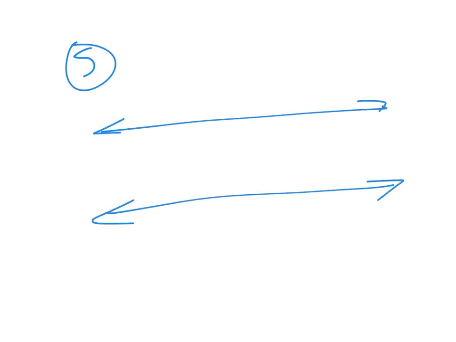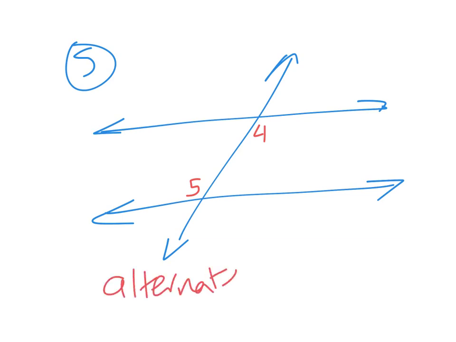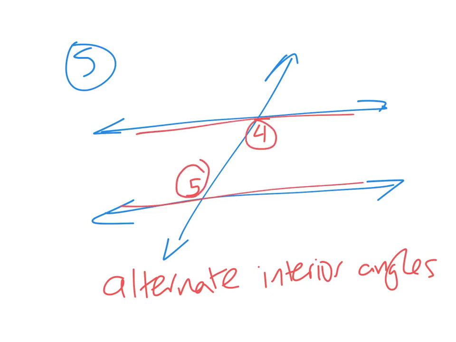And Gwen, I'm going to have you do this one. So we have angle 4 and 5. What would these be considered? Alternate interior. Do you guys agree with her? Alternate interior angles. She's correct, because they're on the inside of the two lines going across, but alternate sides of the transversal. Any questions on how to do that?